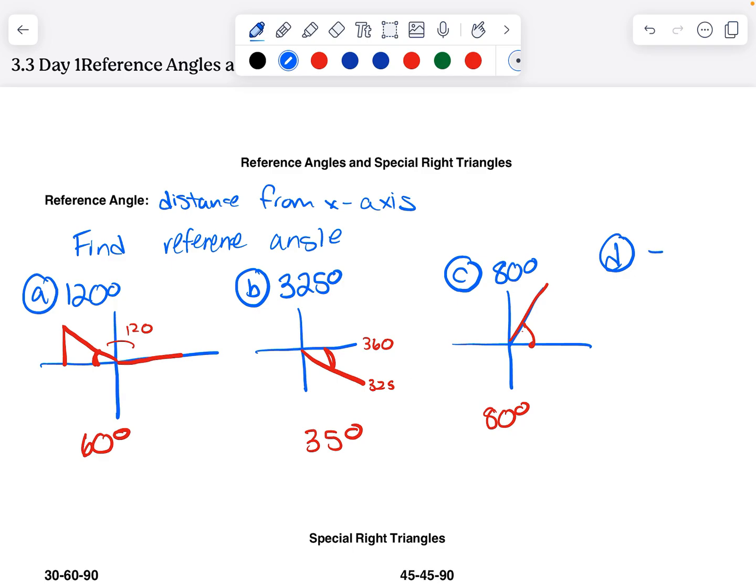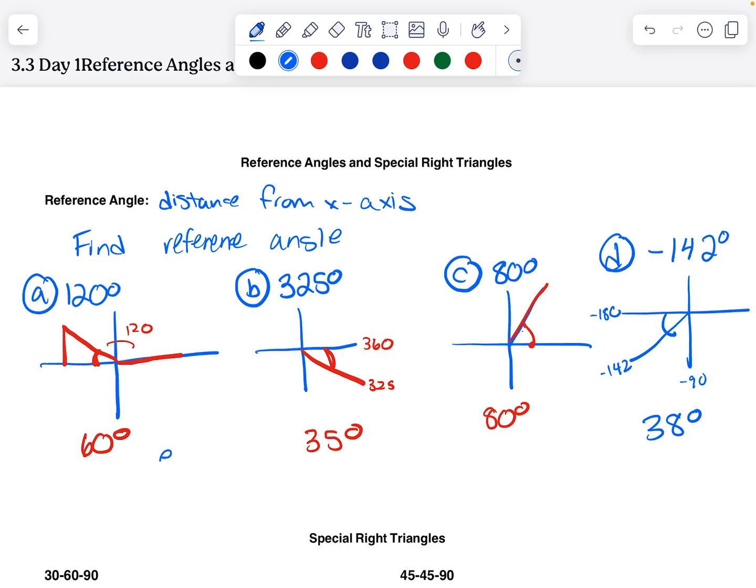So if I said negative 142 degrees, well, where is negative 142? This would be negative 90. So this is negative 180. So here's negative 142. Well, how far is that to 180? Well, that would be 38 degrees. Our reference angle is always positive.